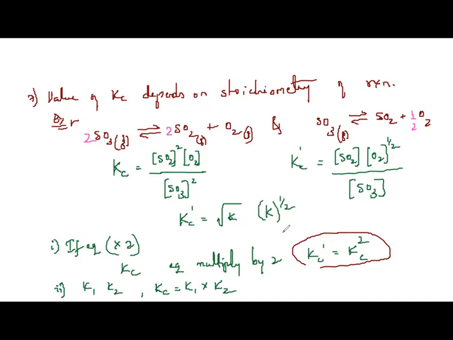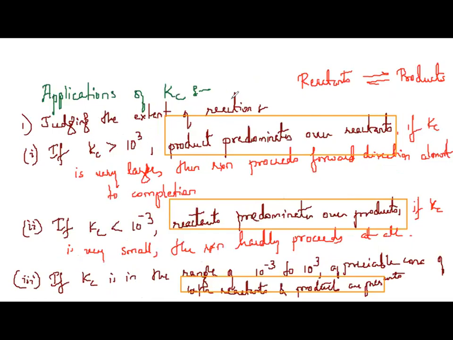Then we have seen applications of Kc, judging the extent of the reaction. Kc is very large, means what? 10 raised to 3, product predominates. Reaction proceeds in forward direction. Kc is very small, less than 10 raised to minus 3, reactants predominate over products. That means the reaction hardly proceeds at all.